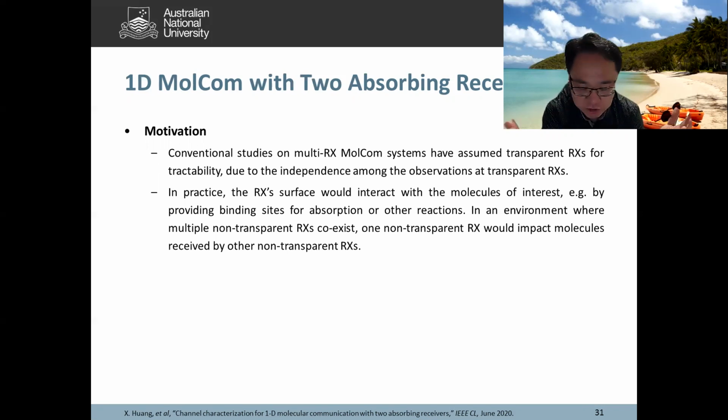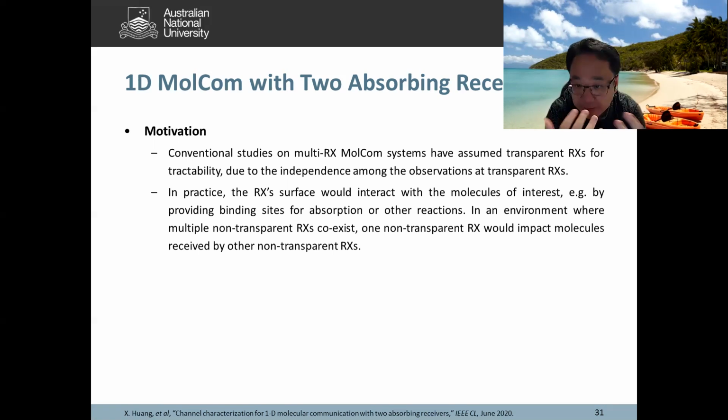So for these works, which include the existing work, the early works and our works, we can see the transparent or passive receivers due to the tractability. But in practice, we have to consider the practical property of a nanomachine as a receiver. We know that in practice, the receiver would typically interact with the molecules that are of its interest. For example, the receiver would provide binding sites to absorb or to carry out other reactions with the molecules that hit the receiver.